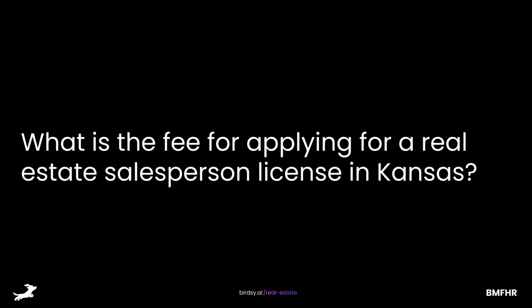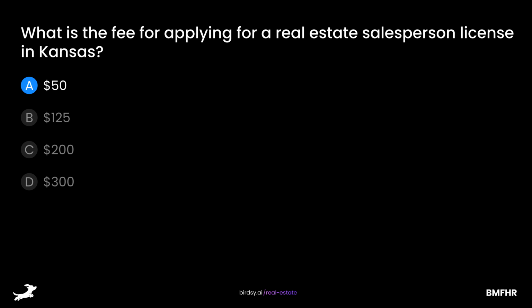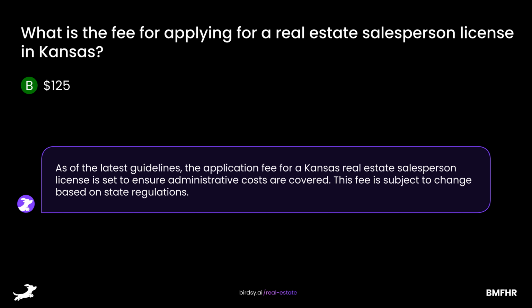What is the fee for applying for a real estate salesperson license in Kansas? Is it A, $50, B, $125, C, $200, or D, $300? The answer is B, $125. As of the latest guidelines, the application fee for a Kansas real estate salesperson license is set to ensure administrative costs are covered. This fee is subject to change based on state regulations.